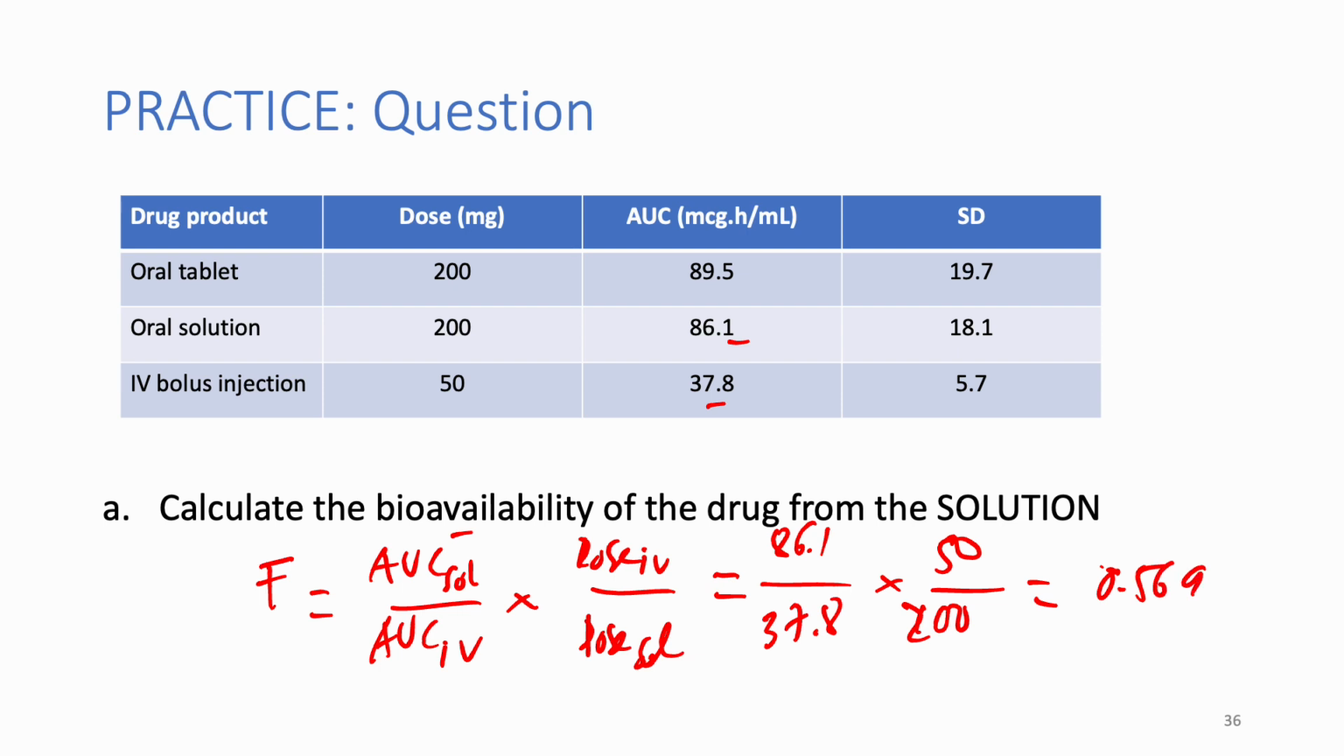0.569, or if you calculate to percentage, it is equal to 56.9%. So for the solution after the oral, 56.9% of the drug appears in the circulation, or appears in the plasma. And this value of F here is pretty low.